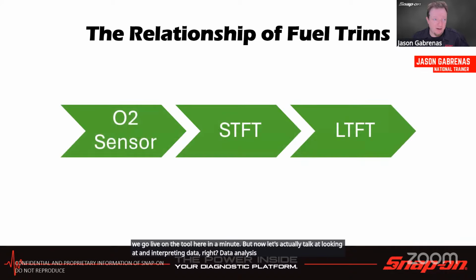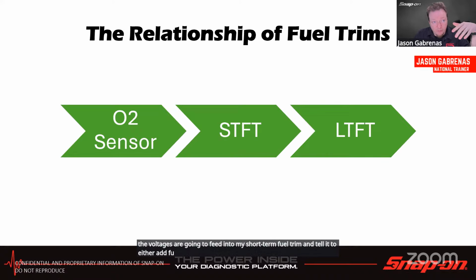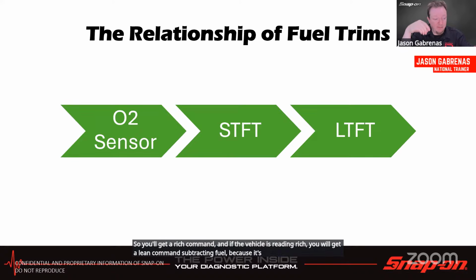And the first thing I'm going to talk about is oxygen sensors, short-term fuel trim, and long-term fuel trim, and how they all relate to each other, right? So the oxygen sensor values, the voltages, are going to feed into my short-term fuel trim and tell it to either add fuel or remove fuel from the mixture, depending on whether it's rich or lean. And remember, if the vehicle senses lean, it is going to add fuel, so you'll get a rich command. And if the vehicle is reading rich, you will get a lean command subtracting fuel because it's trying to get to that middle ground, right?